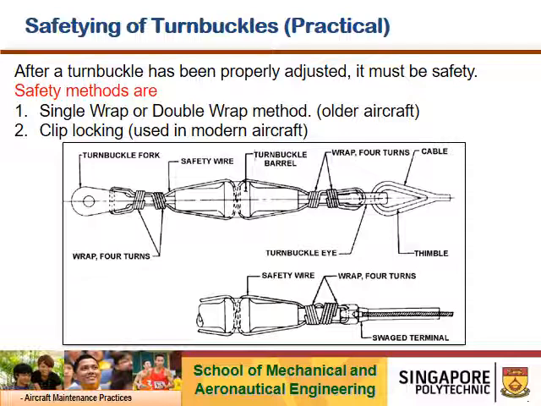In the practical part, we will do the safetying, either a single wrap or double wrap. That is used on older aircraft versions. Then, as I mentioned earlier, clip locking is for modern aircraft, and it's faster and easier. We will explain more on how to carry out the lock wiring during the practical session.